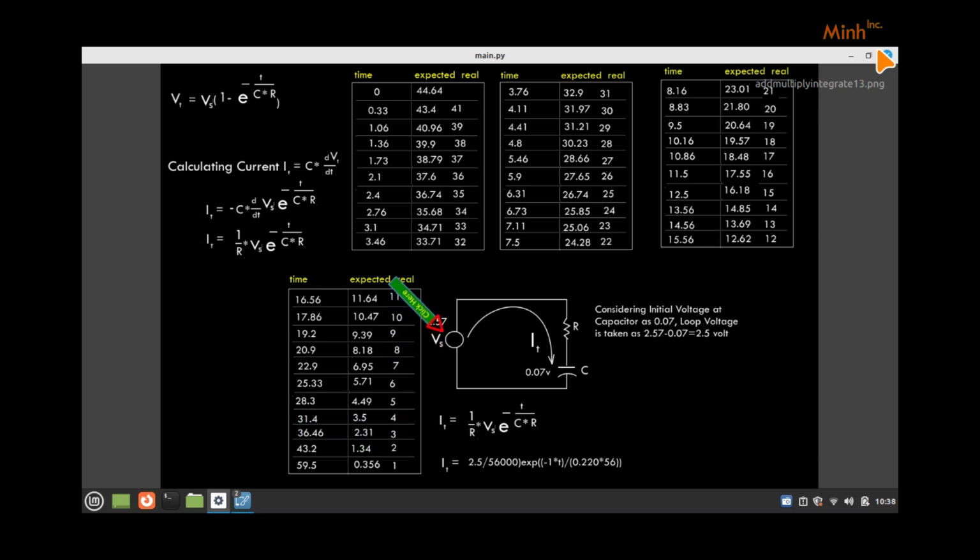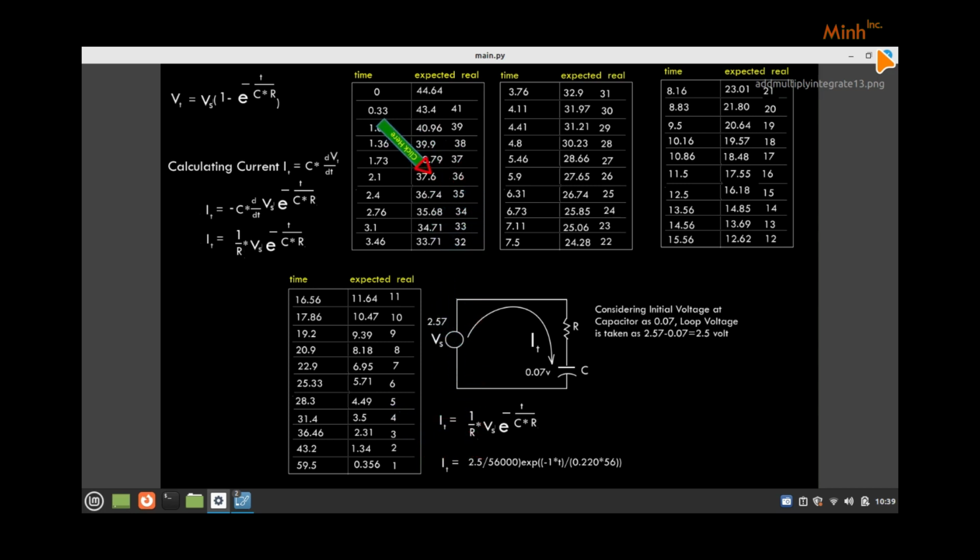Now the voltage we have taken into consideration is Vs of 2.57, and the initial voltage of the capacitor is 0.07 volt. So for maximum accuracy we have taken the voltage source as 2.5 volt, and then we have calculated the theoretical I based upon this equation, and that is the left one.